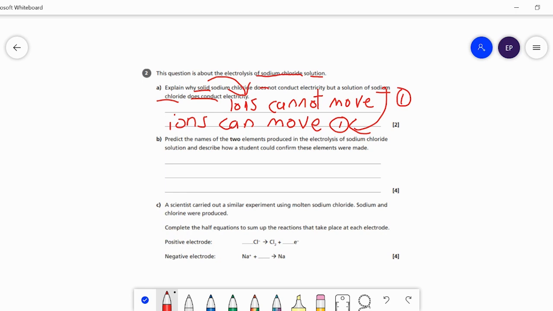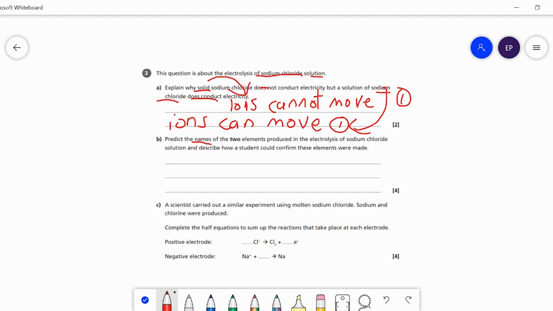B. Predict the names of the two elements produced in the electrolysis of sodium chloride solution and describe how a student could confirm these elements were made. So we've got two jobs to do. First, to predict the names, and then to describe the tests that we would need to perform to identify them.